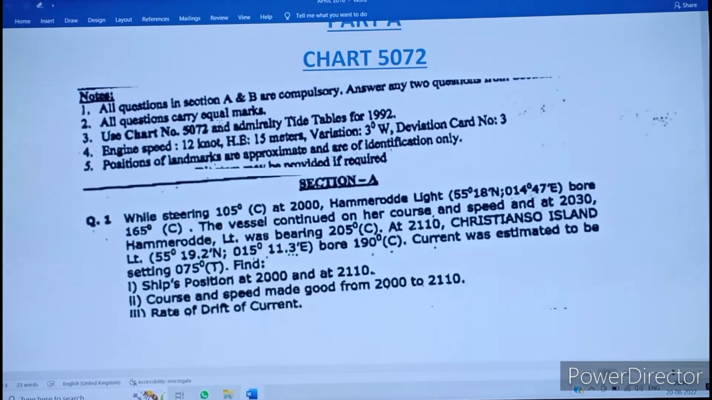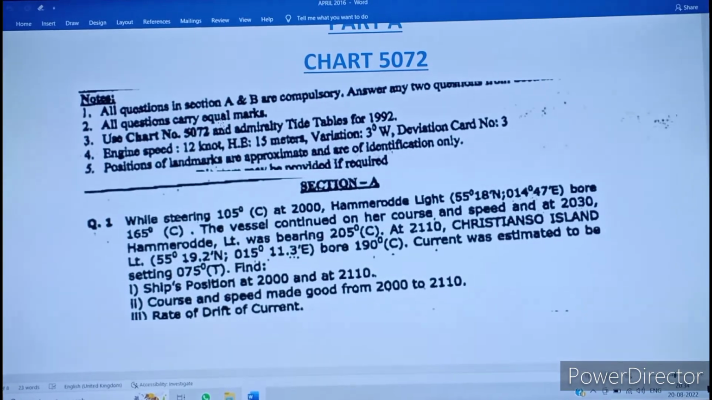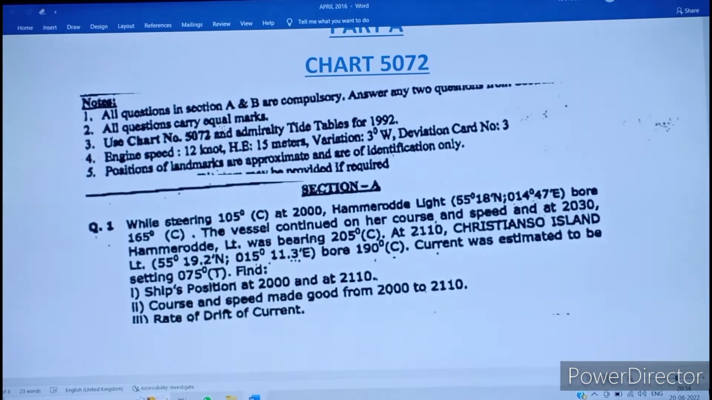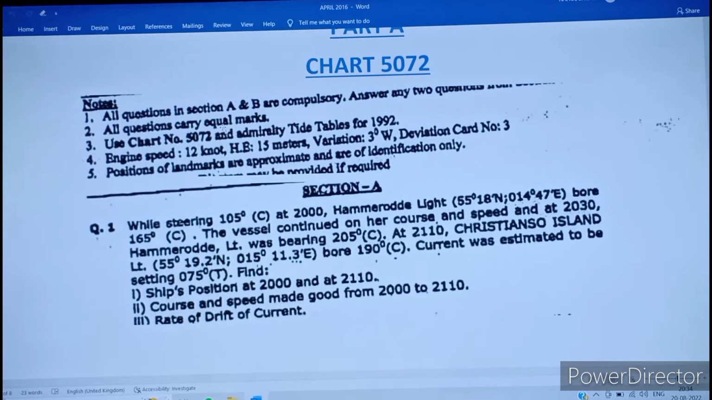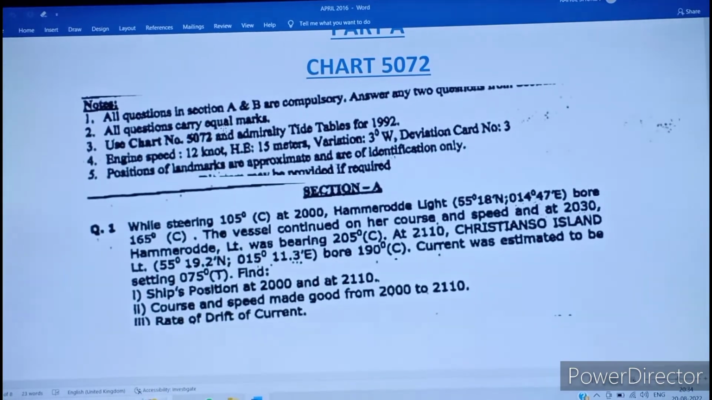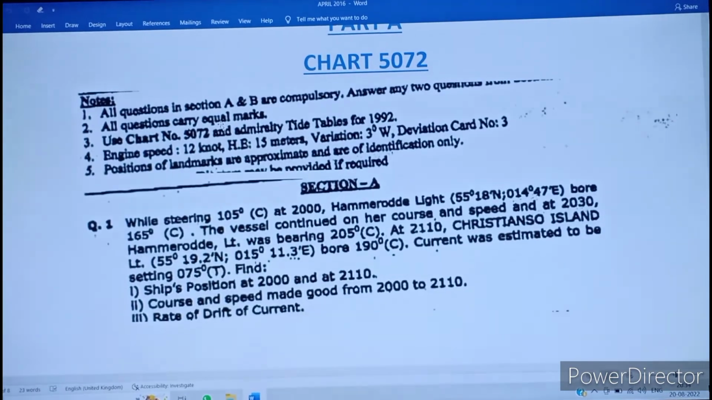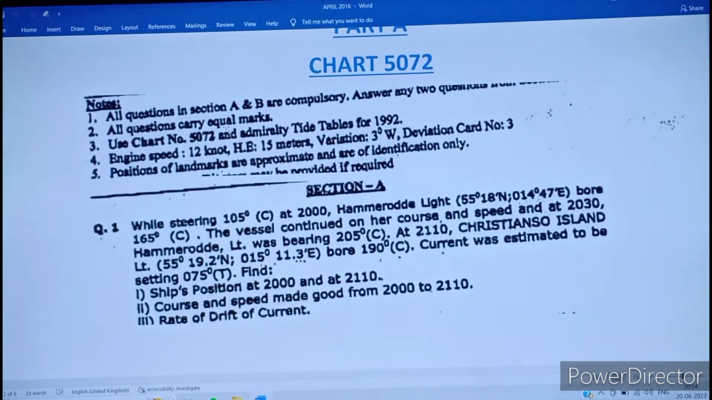In this question we have the CTS, but it is given in compass. So we use the formula CDMVT and need to find true. Variation you get from the top of the question paper, and deviation card number 3 is used. For Emerald light we have two bearings, and the second lighthouse has one bearing, plus we have the CTS and the set. So this is a fish triangle question.